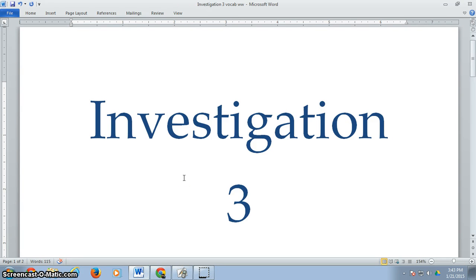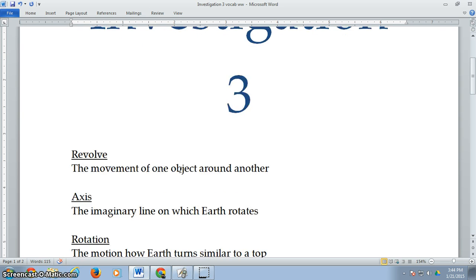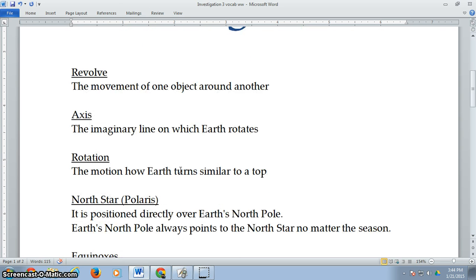Okay, today in class we went over Investigation 3, continuing our conversation on the seasons. Gave out some vocab words in class. Some of the vocab words: revolve, the movement of one object around another, as we're looking at the Earth and the Sun, and how the Earth revolves around the Sun. The next word: axis, the imaginary line on which the Earth rotates.